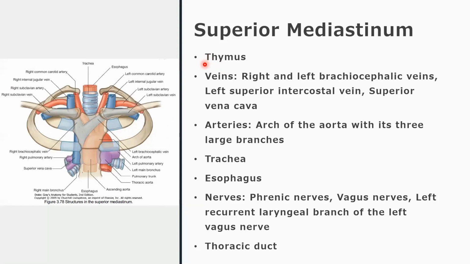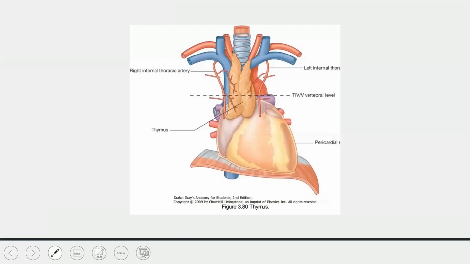Okay, so one of the organs is the thymus. Here is the thymus in front of the heart. This is not the thyroid gland, okay? The thyroid gland is situated in the neck. This is the thymus gland. What is the function of the thymus gland? Can anyone tell me? Yes, very good. Maturation of T cells. It's not an endocrine organ, it's an organ of the immune system.